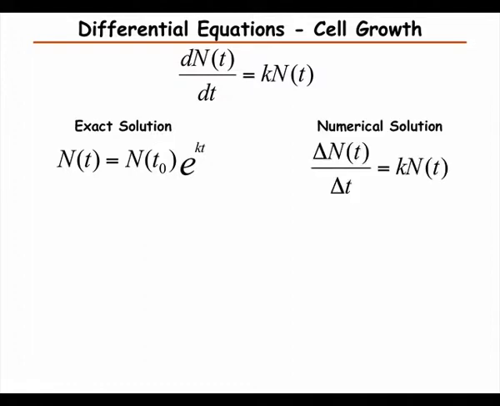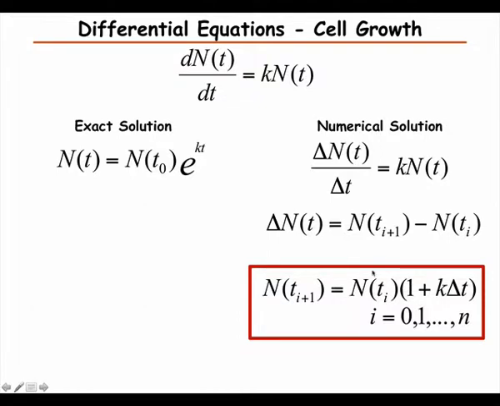So there we change it not to a differential equation, but a difference equation. Here we have a small change in n divided by a small change in t is proportional to n of t. Since we're going to do simulation, we can introduce discrete time. So we have different time points, t of i and t of i plus 1. That's the difference.